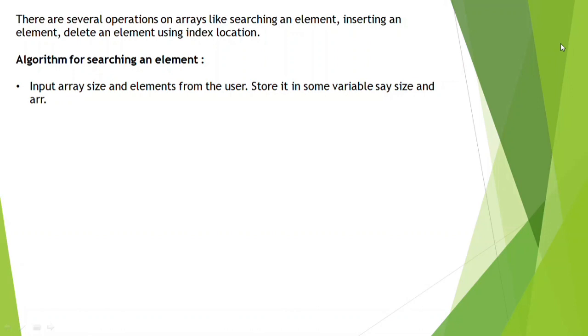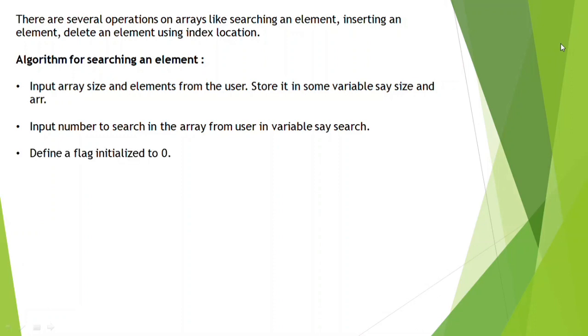Everything should be stored in some variable, right? So that can be stored in an ARR variable. And the input number to search in the array from the user is stored in a variable, say search. Okay, let's go to another point. Define a flag and initialize it to 0. You can write flag or temp. Temp means a temporary variable that can be initialized to the value 0. So it can start from 0 and go to the exact position where your element is.